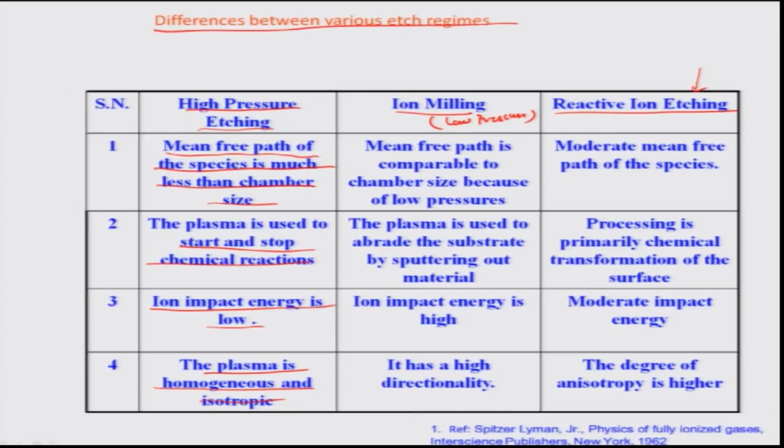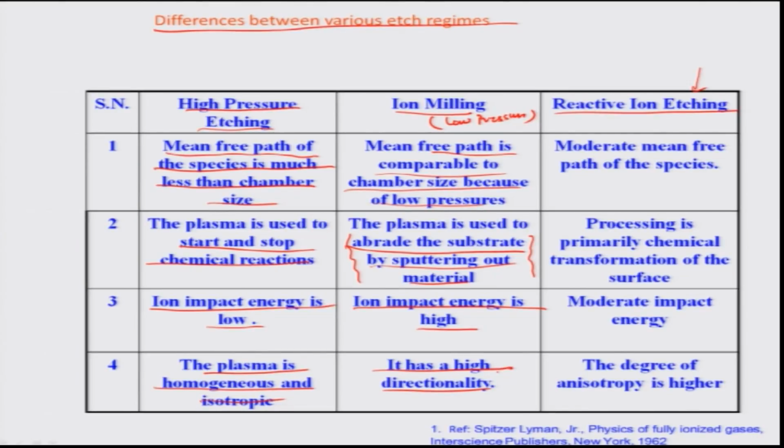For the low pressure case, that is ion milling, the mean free path is comparable to the chamber size because of the extremely low pressures. The plasma is generally used to abrade the substance by sputtering out the material. Because there are larger distances between the particles, without collisions the particles can travel and gain a lot of velocity, so they can transfer a huge amount of momentum which can sputter out or knock out the material. So the ion impact energy is pretty high, and it has high directionality.